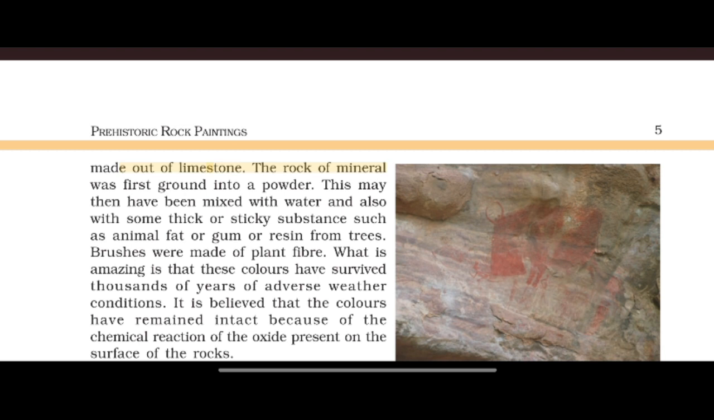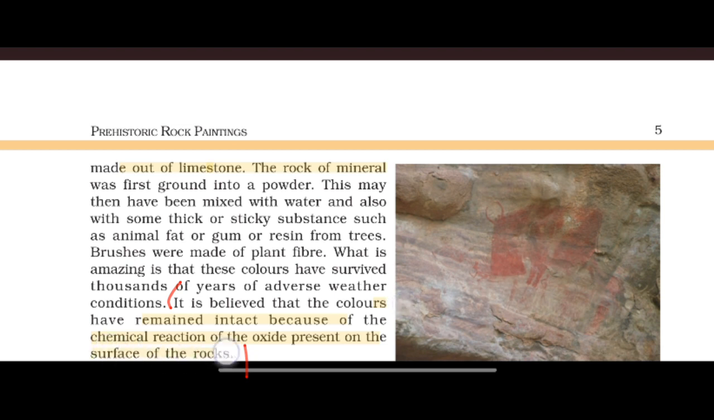What is amazing is that these colors have survived thousands of years of adverse weather conditions. It is believed that the colors have remained intact because of the chemical reaction of the oxide present on the surface of the rocks.